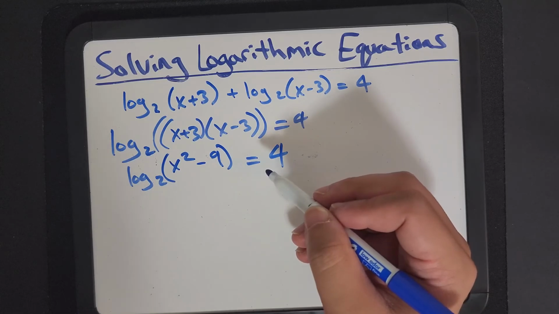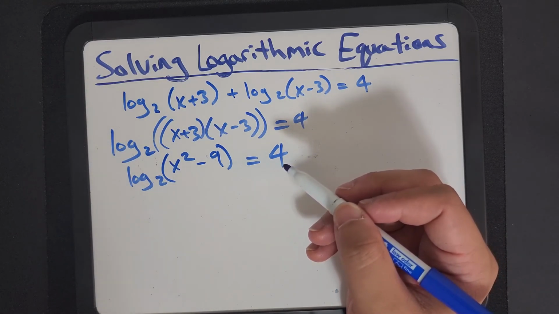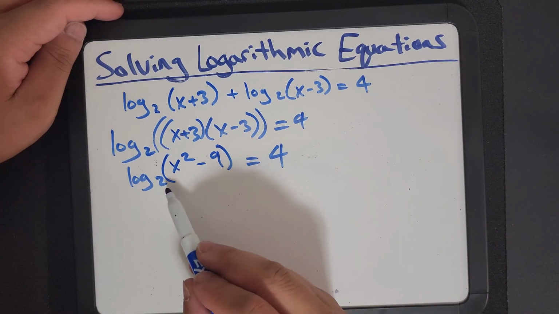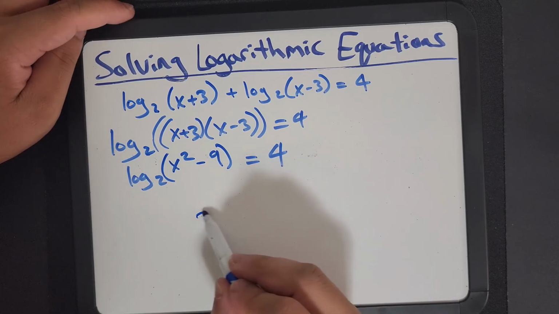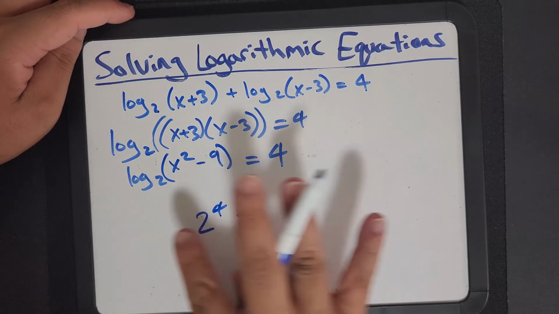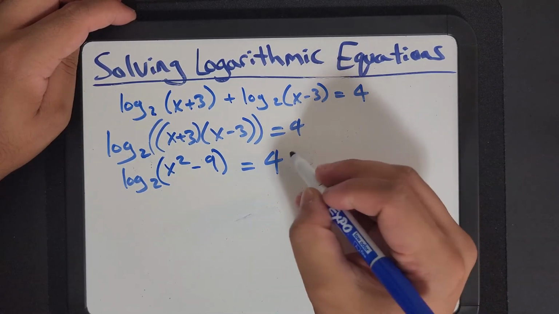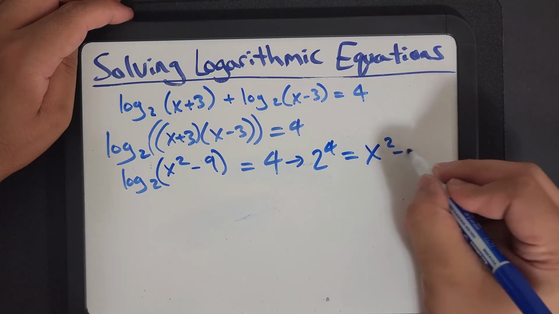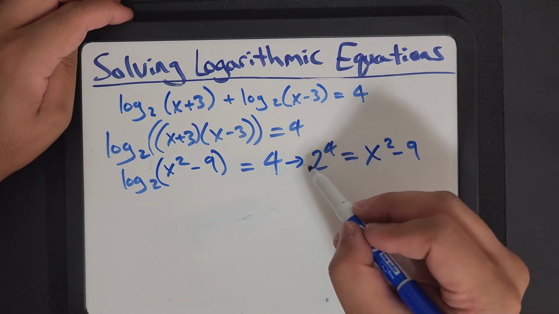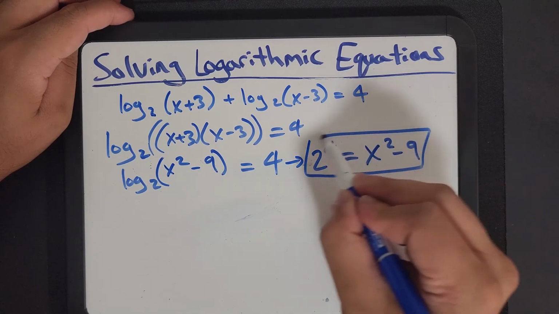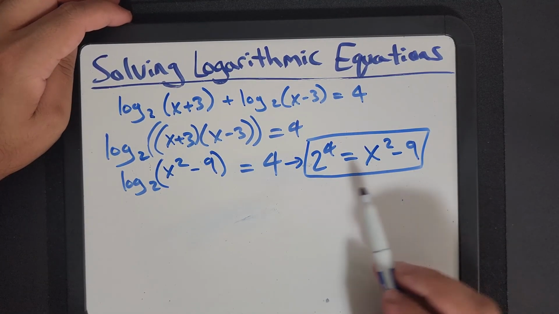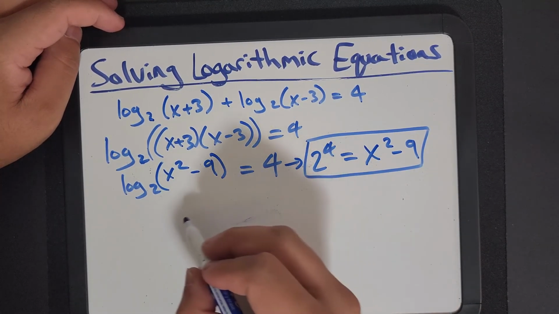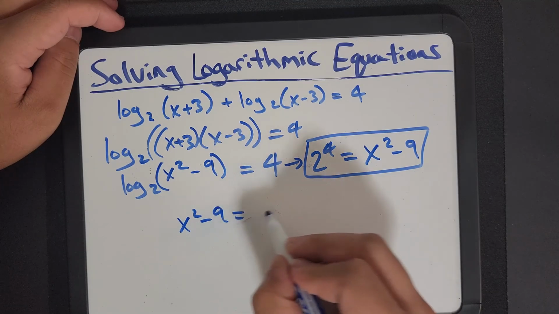And now that we're here, we can convert this equation into exponent form. 2 to the power of 4 is equal to that. Let me write a little more. 2 to the 4 is equal to x squared minus 9. So now I am here. I want to solve that, but that looks like it's just simple math. So x squared minus 9 is equal to 2 to the 4.